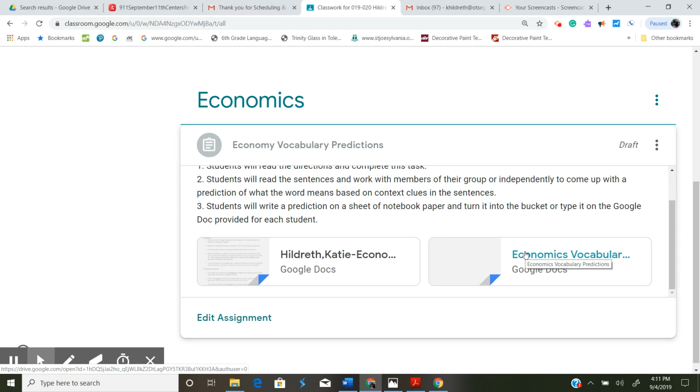Even if you write it on a sheet of notebook paper, you still have to have that heading in the corner and a title on your paper. So even digitally or handwritten, it's the same thing. Okay, so I'm going to jump right in.